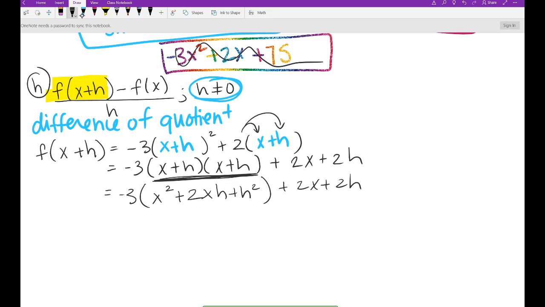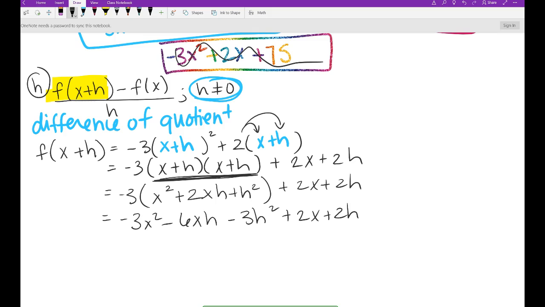All right, now can I distribute the negative 3? Yes. Perfect. So we are going to end up with negative 3x squared minus what? 6xh minus 3h squared. And drop these two things down. Check to see if you can combine anything. Can we combine anything? No, nothing. Nothing's the same. So keep it as is.